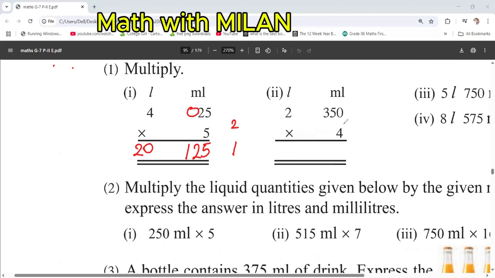Okay, let's go to the second example. This is it. So 4 into 0 is 0. 4 into 5 is 20. So you write 0 and 2 carries. 4 into 3 is 12. 12 plus 2 is 14. Right? 12 plus 2 is 14. Then 1 carries. 4 into 2 is 8. 8 plus 1 is 9. So you get 9 liters and 400 milliliters. This is how you multiply when you have liters and milliliters to be multiplied.